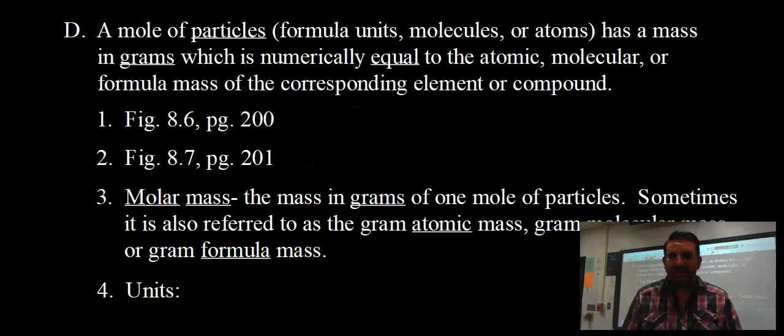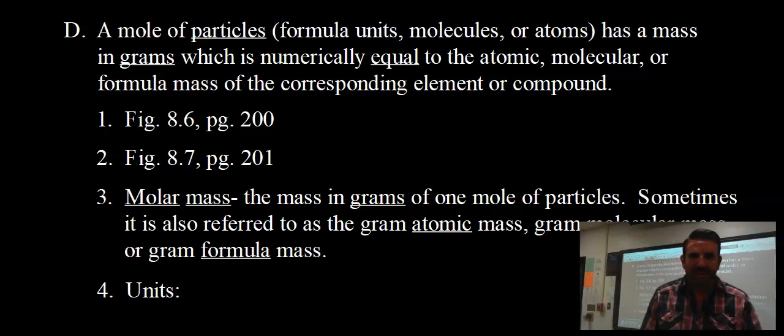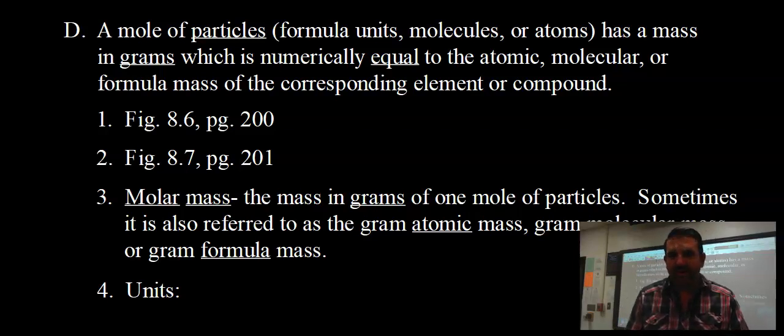All right, this next section again is very important. It says a mole of particles. And so here's what we use Avogadro's number for. These are the things that I referred to earlier in the notes. Particles could be formula units. I know your notes don't say that, they say ionic compounds. We're going to add some stuff to your notes here. Formula units are the particles of an ionic compound.